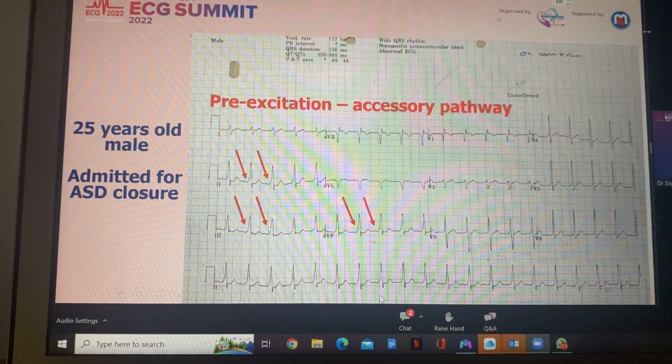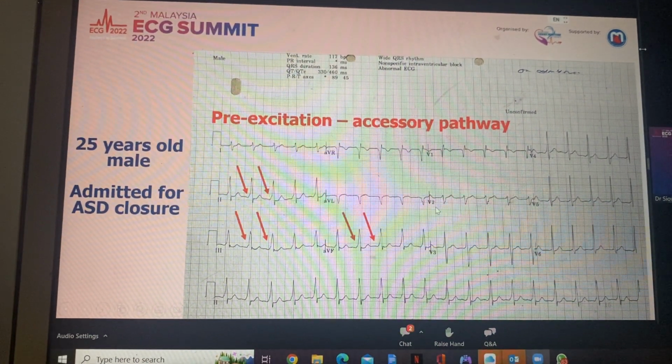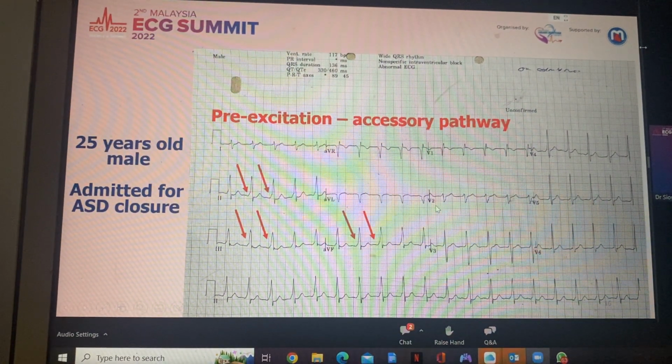All right. So this patient has pre-excitation. It means that there's an accessory pathway, right?